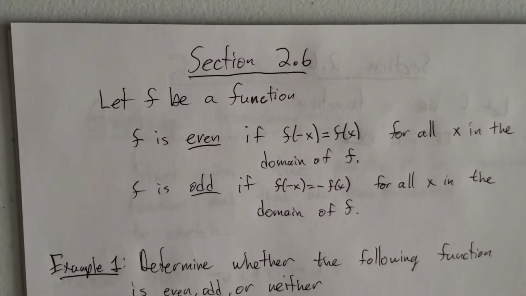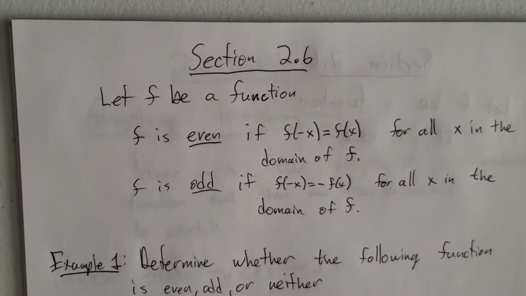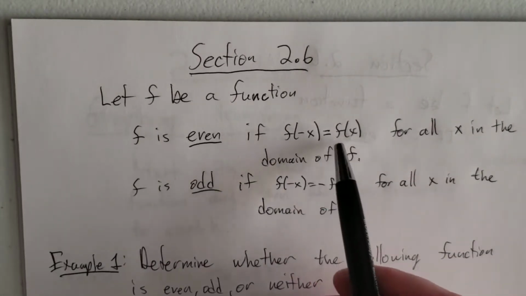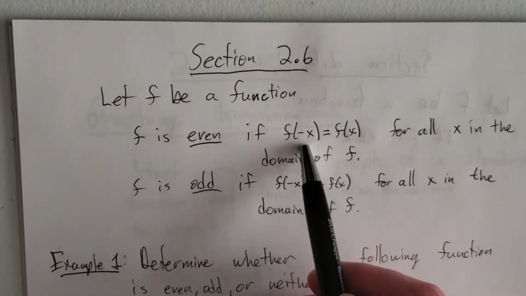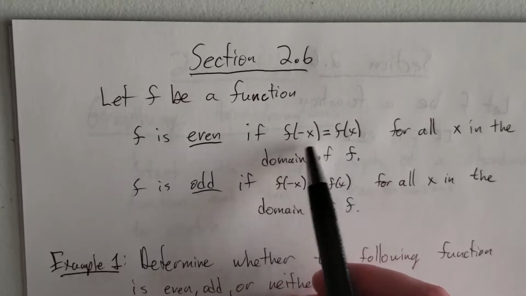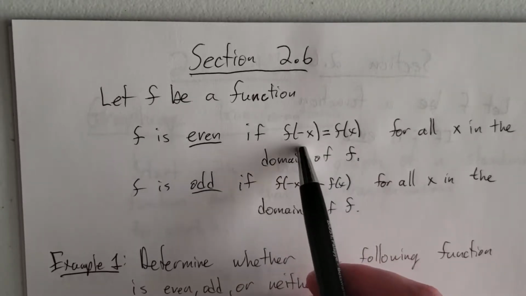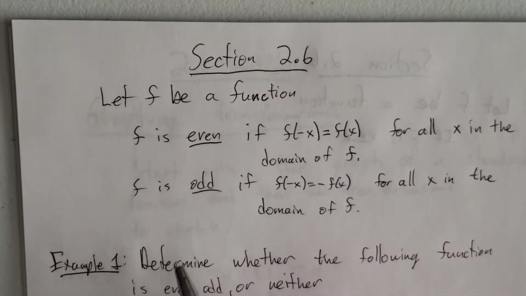F is even if f of negative x is equal to f of x for all x in the domain of f. And what this means is that the y value is the same whether we plug in something like -2 or +2. So the y value would be the same result if we plugged in the negative of a value or the positive of that same value.